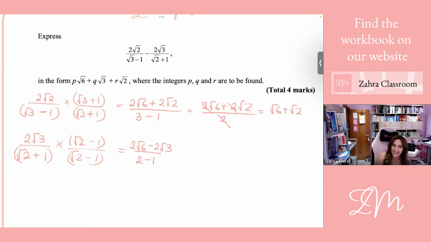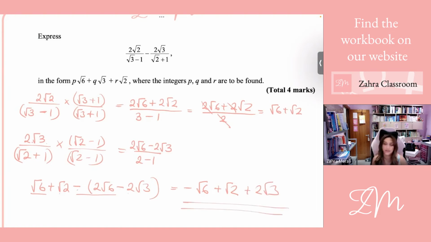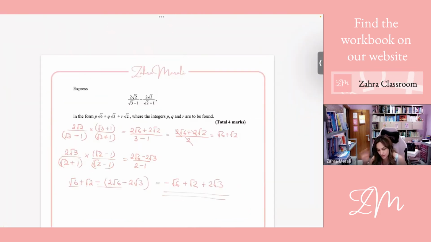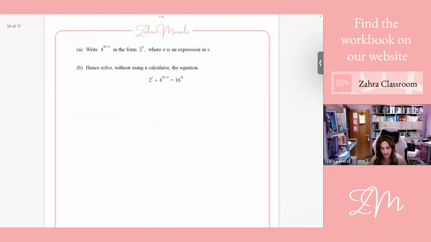Now, when we take them away, it's a lot easier because we've got root 6 plus root 2. Take away 2 root 6 minus 2 root 3. So we'll have root 6 minus 2 lots of root 6, which gives me minus 1 root 6. Root 2, that's the only root 2. We've got a minus and a minus that make a plus 2 root 3. Okay, so I hope that makes sense. If you try to put it as a fraction first, it doesn't work and it gets all complicated. So rationalize denominators before you do anything.